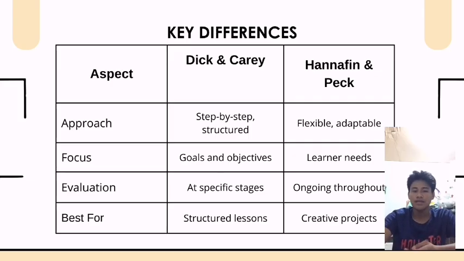Then for focus, for Dick, goals and objectives: focus on achieving specific learning objectives. For Hannafin, learner needs: emphasize the needs and feedback of the student. For evaluation, for Dick, specific stages: evaluates the lesson at specific stages, such as at the end of the process. For Hannafin, ongoing throughout: continuously evaluates and improves throughout the process. Then for best for, Dick, structured lessons, such as teaching history or safety training. Hannafin, creative projects, such as creating an online art class or interactive website.